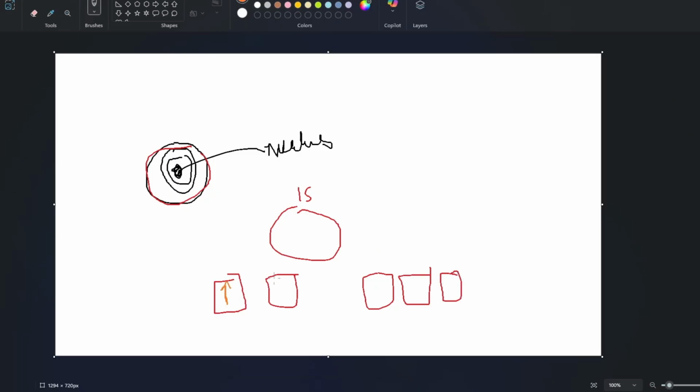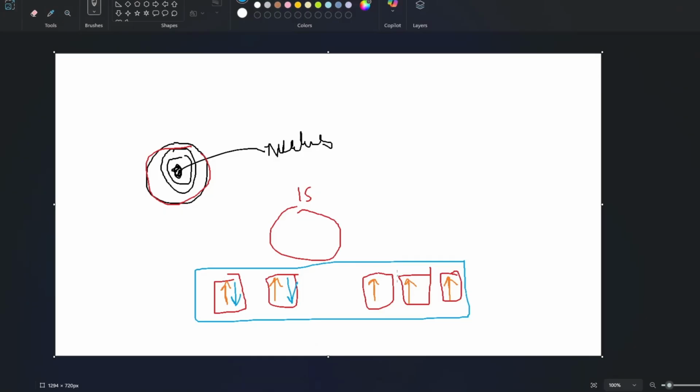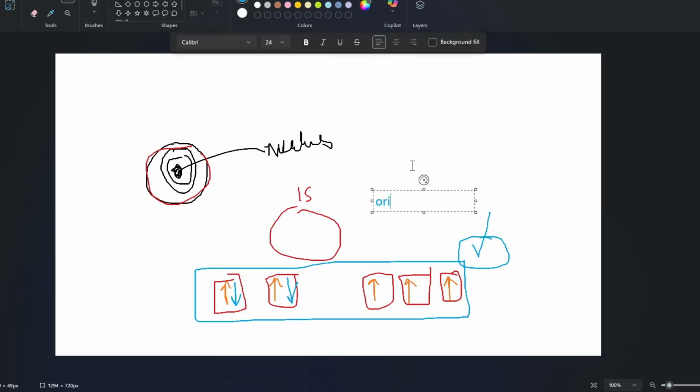You go 1, 2, 3, 4, positive spin first, 5, and then you would do your negative, 6, 7. And if I compare that to the image, it should be correct. So 1, 2, 3, 4, 5, 6, 7: up, down, up, down, up, up, up. Now this one should be the same: up, down, up, down, up, up, up. Okay, so that's the correct way of filling up and doing the orbital diagrams. This is called orbital diagrams, and we will learn more in a second.